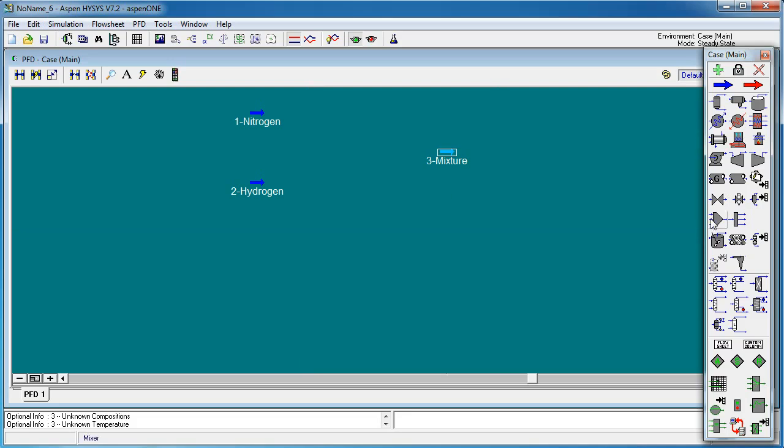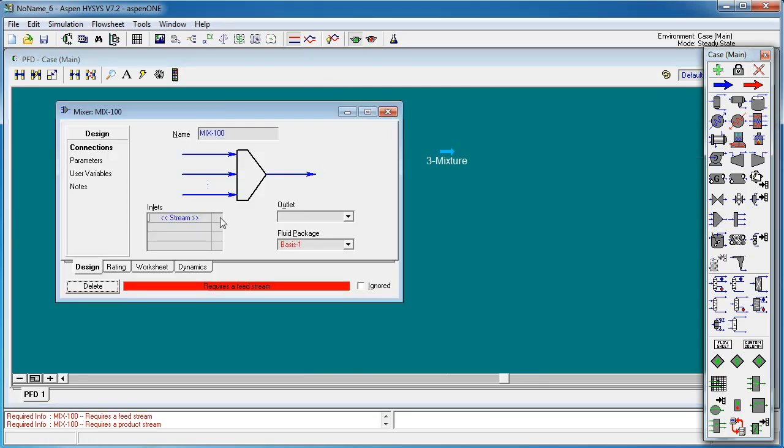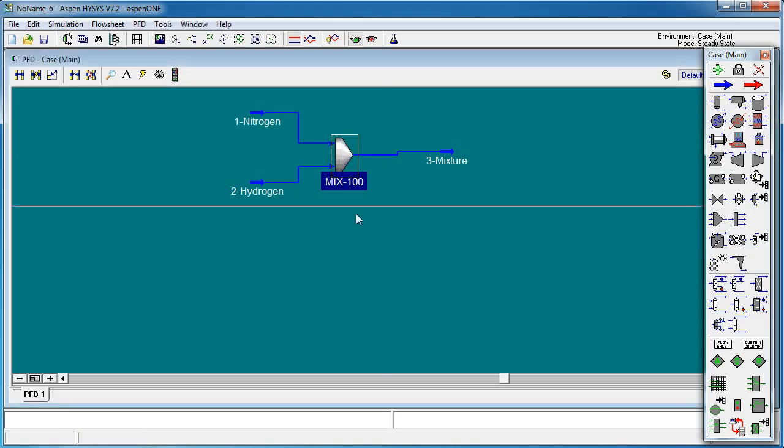So now we're going to add a mixer to our PFD. We double click on it. Our inlet streams are going to be nitrogen and hydrogen. The outlet is going to be our mixture stream. And you can see as soon as we've connected those up, it immediately solves the simulation and this turns green. So now everything is completely solved.